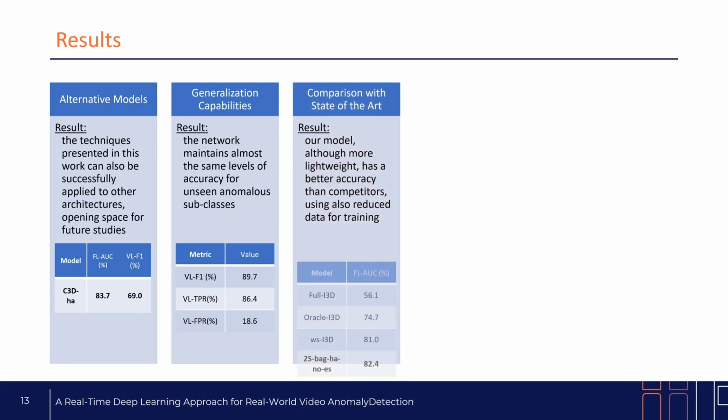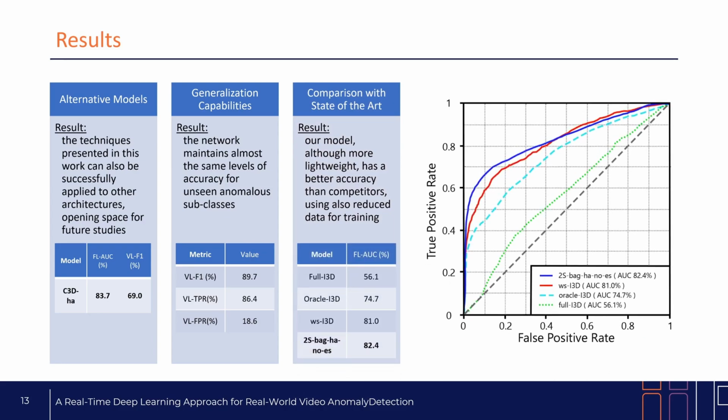Finally, the comparison of our best model with respect to literature competitors shows our model has a better frame level AUC, although using a more lightweight architecture and a strong undersampling of the data used during training.